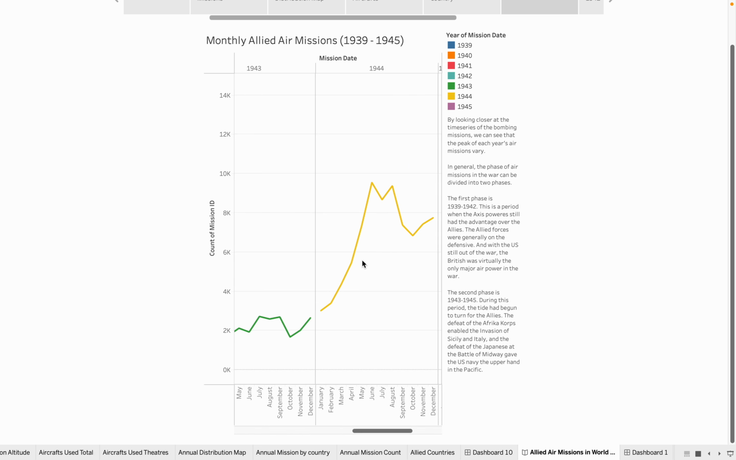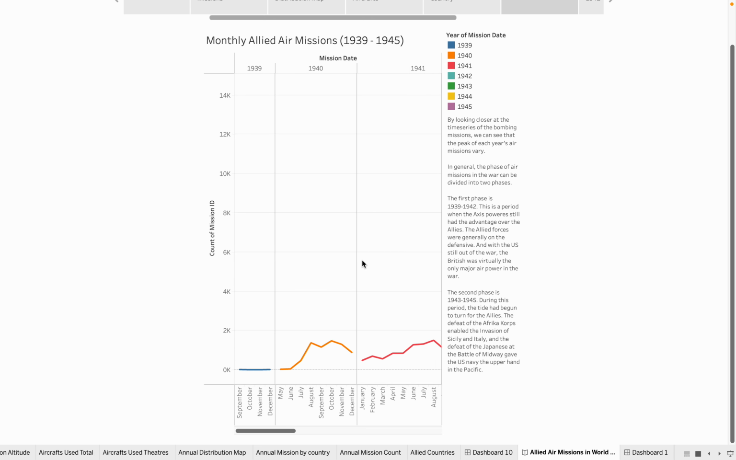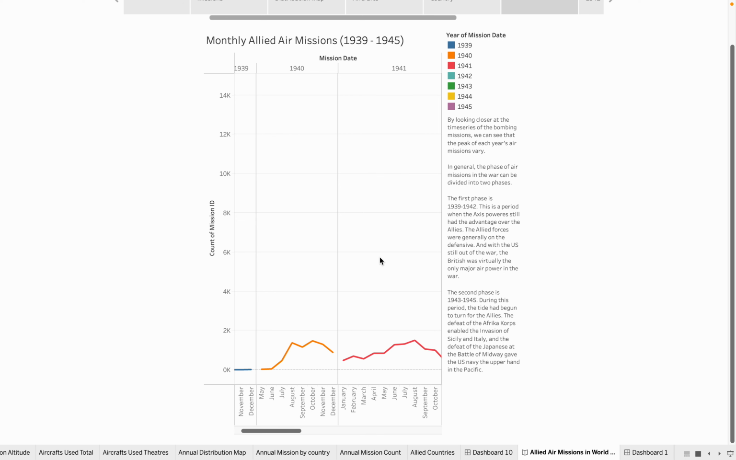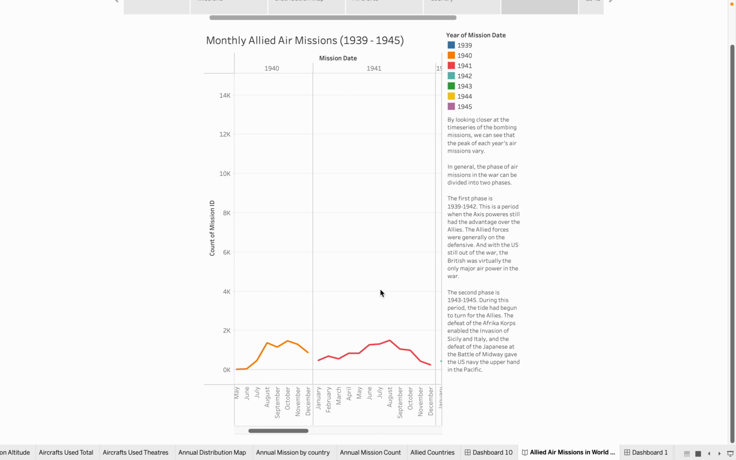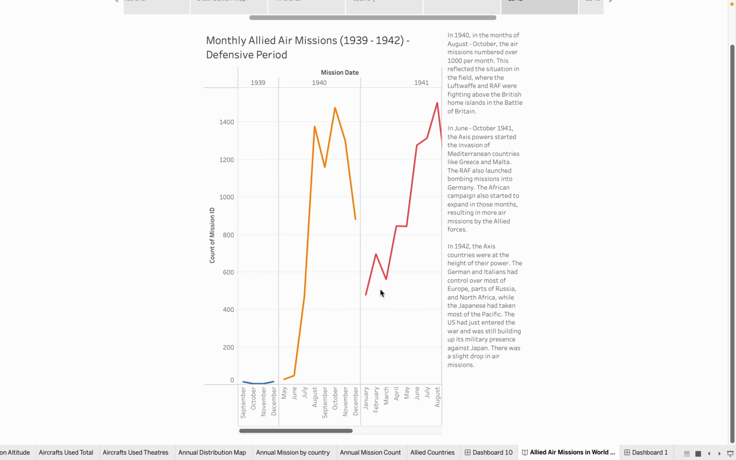Now this is the monthly air missions from 1939 to 1945. We will discuss further later. By looking closer at the time series of the bombing missions, we can see that the peak of each year's air missions varies according to the months. This follows the real-life situation, what happened in that year and month, and we will talk about it in the next slides. So the first phase is from 1939 to 1942, and the second phase is 1943 to 1945.